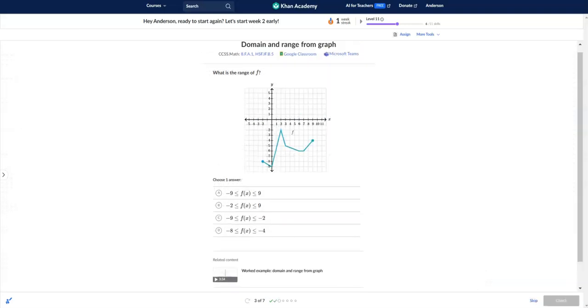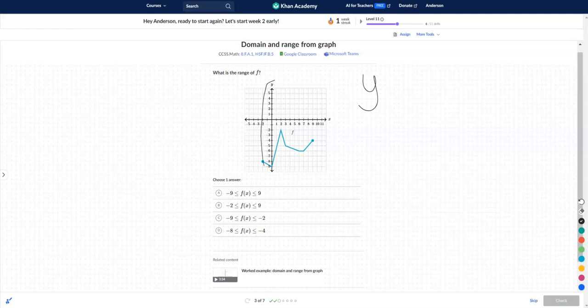What is the range of F? Make sure you can recognize the question. That means our y values, so that's these ones. How far down do we go on a range? We go as far down as -9, and at the highest, I see our graph looks like -2. So from -9 to -2. C.